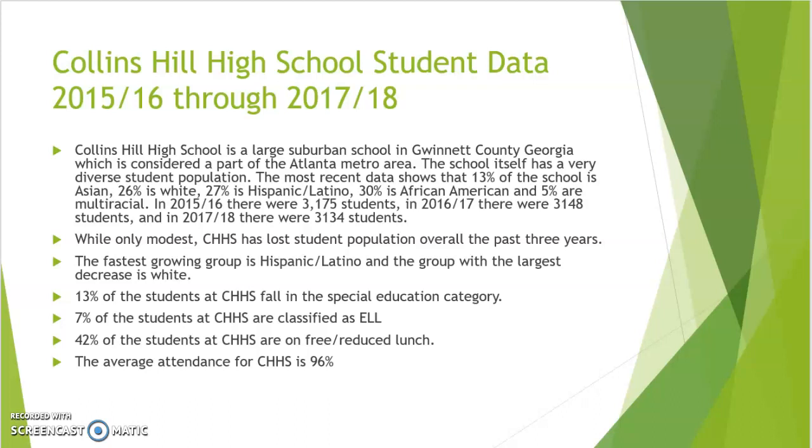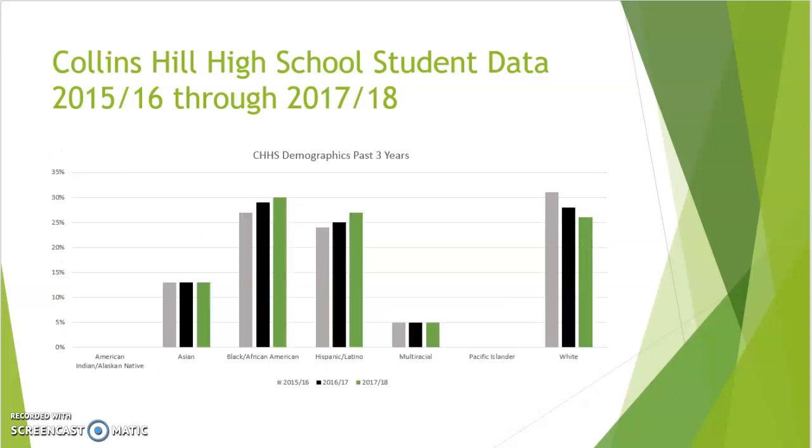13% of the students at CHHS fall into the special education category. 7% are classified as ELLs. 42% of the students are on free reduced lunch, and the average attendance rate for Collins Hill is 96%. So kids are coming to school. We've got to figure out what they're doing at school, though. So here's the data that shows the demographics for the past 3 years of Collins Hill High School, and you see the different years there.